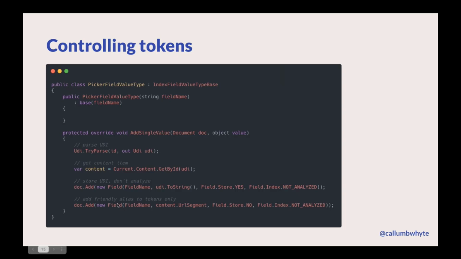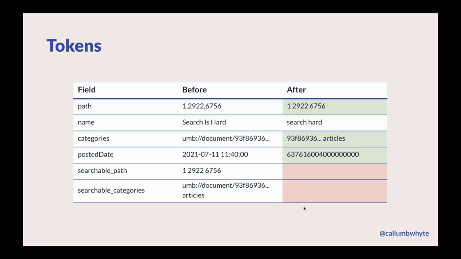But we can add additional values into the same field. In this case, I'm also going to add the URL segment for my content. This is the friendly alias we want to be able to search by. I'm saying I do not want to store that in the values, because there's no point in having that in the index values. I'm only using it for searching. So again, we say, no, I don't want to store that here, and we don't want to analyze it in this case either. So what's the output?